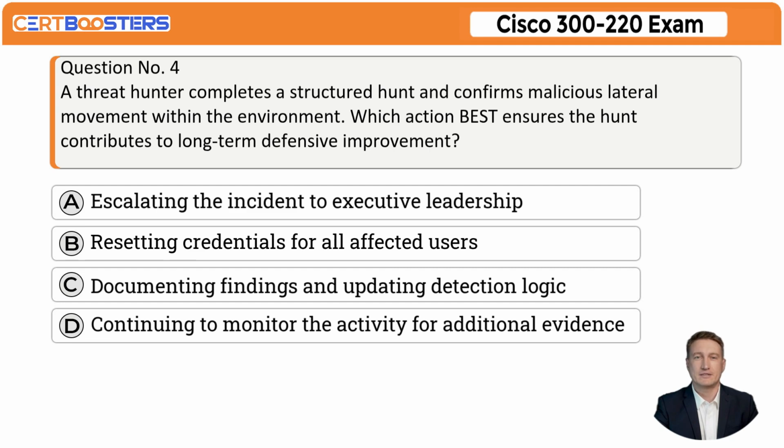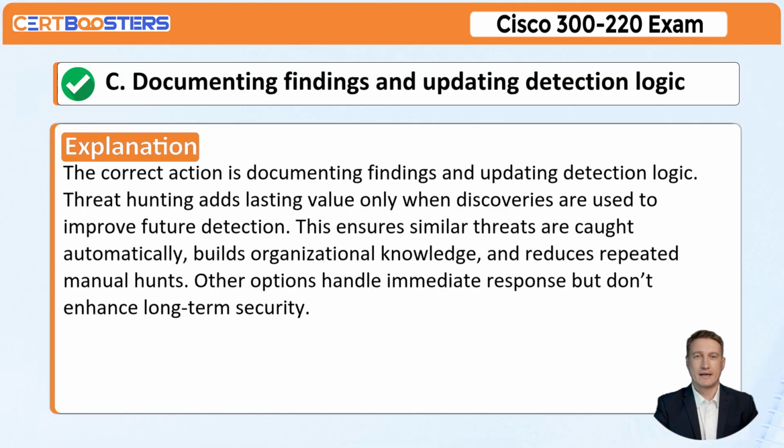The correct answer is C, documenting findings and updating detection logic. Explanation: Threat hunting adds lasting value only when discoveries are used to improve future detection. This ensures similar threats are caught automatically, builds organizational knowledge, and reduces repeated manual hunts. Other options handle immediate response but don't enhance long-term security.